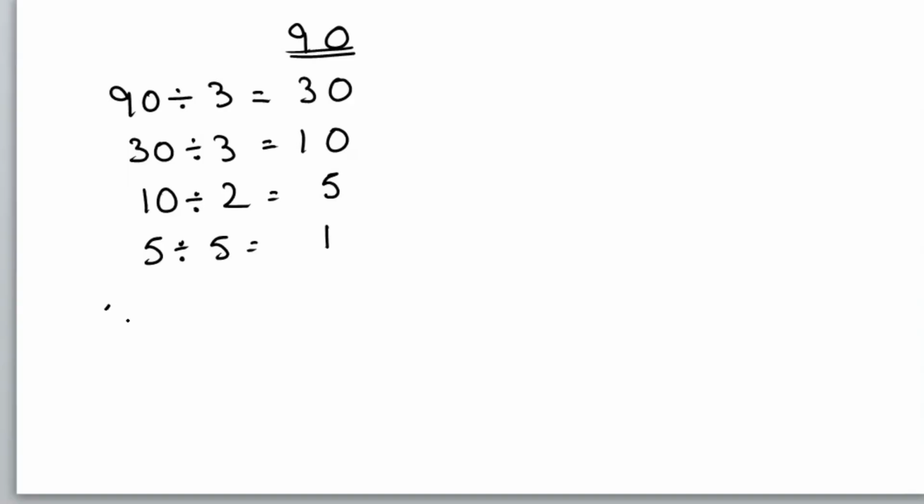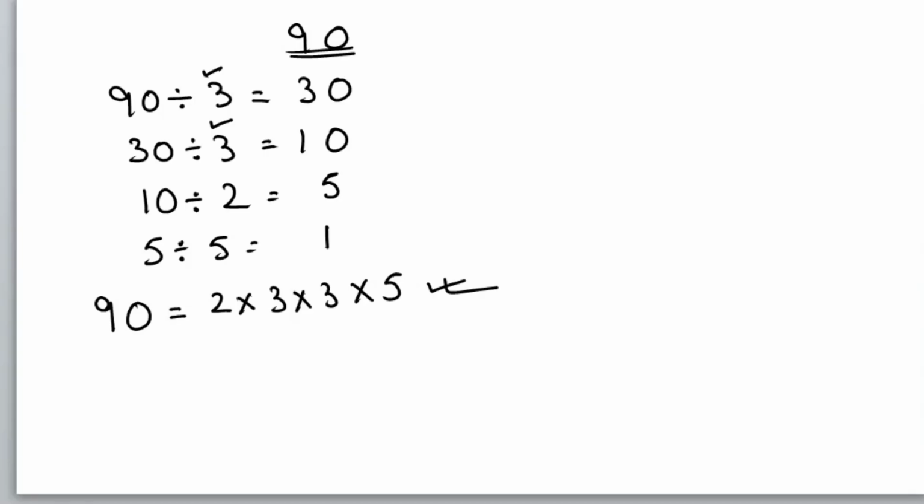So for the prime factorization of 90, we have to arrange the prime numbers from least to greatest: 2 times 3 times 3 times 5. 2 times 3 is 6, 6 times 3 is 18, 18 times 5 is 90. This is the prime factorization of 90. I hope it's also clear how we can find the prime factorization by using the repeated division method.